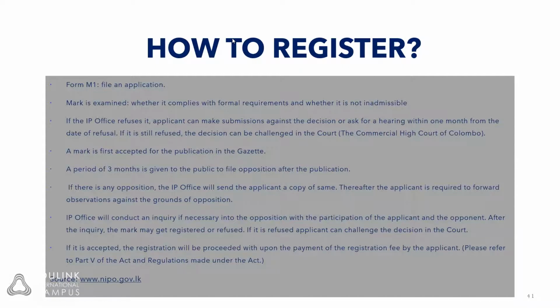So what happens is, if you have oppositions, you write straight to the National Intellectual Property Office, and the officers there will send a copy of this opposition to the applicant as well, right? And in that instance, the applicant has to give reasons, right, as to why he is opposing some of these things that have been made against him, right?